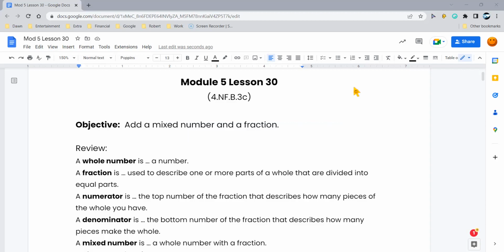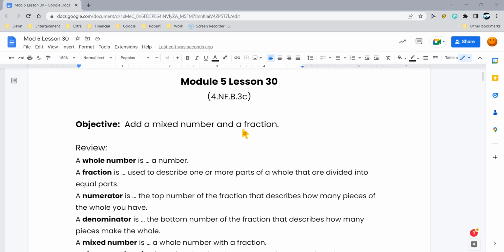Hi, my friends. It's Miss Alexander, and today we're working on Module 5, Lesson 30 of Engage New York. Our objective is to add a mixed number and a fraction.